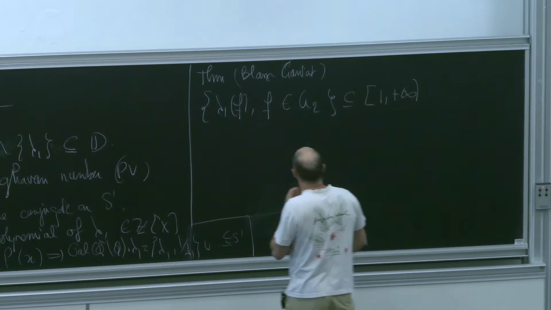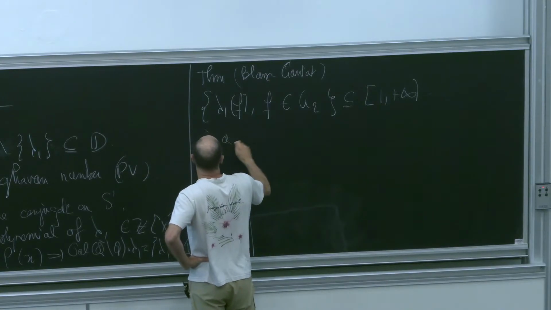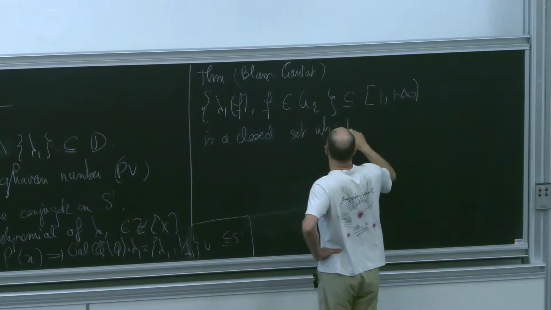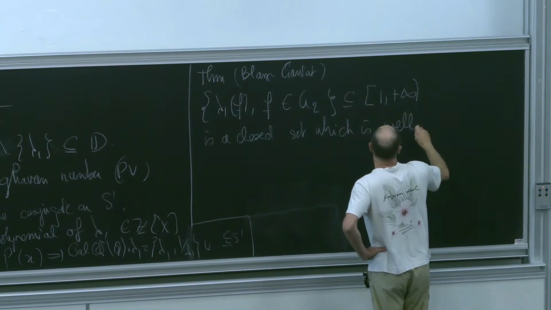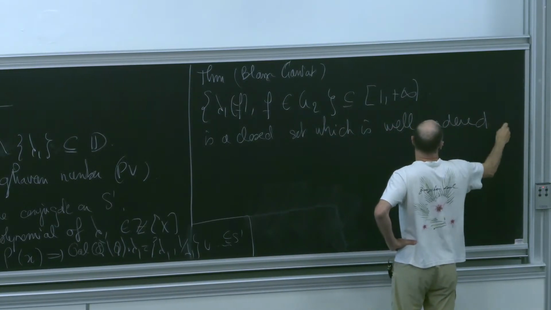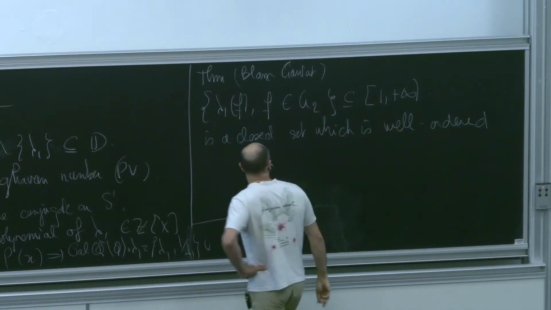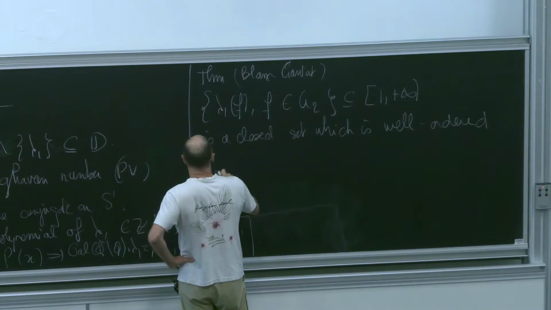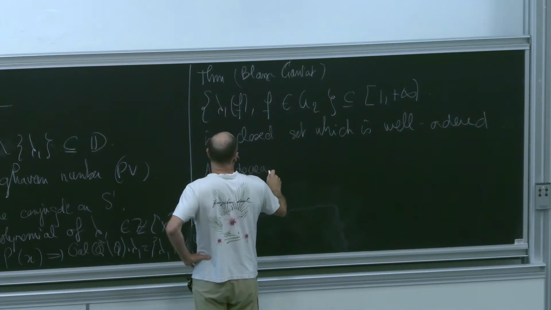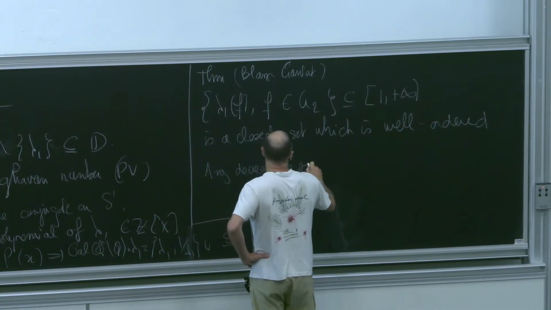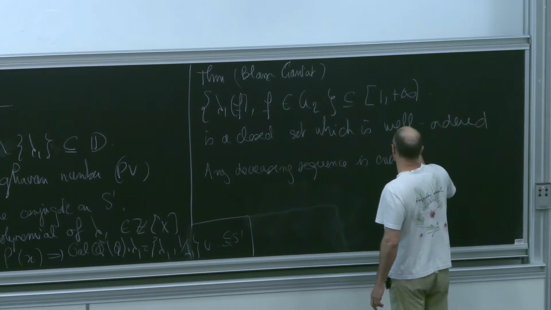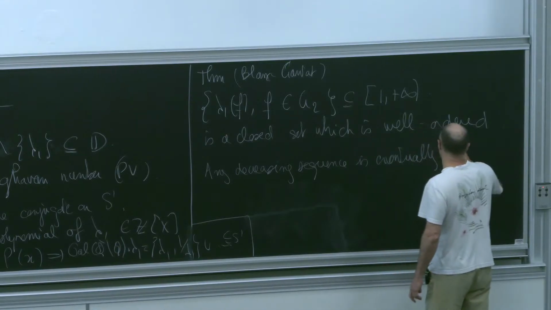But in fact, you can show that this is a closed set, which is also well ordered. So in the sense that, in other words, any decreasing sequence is eventually stationary.